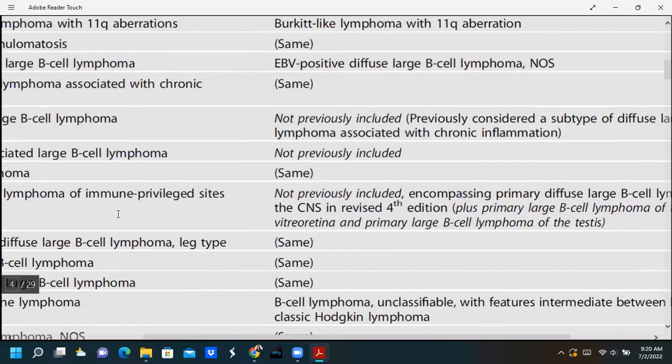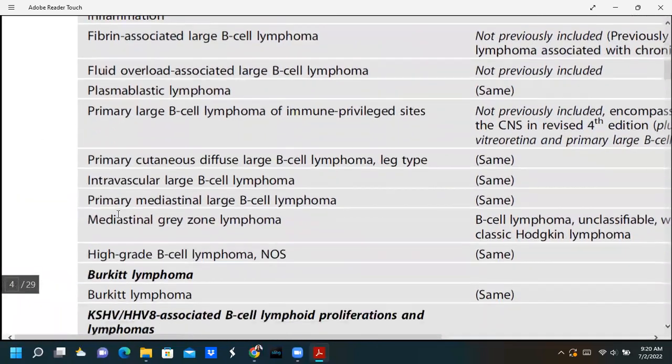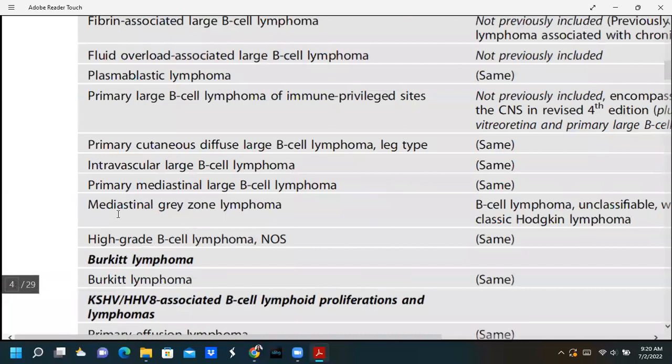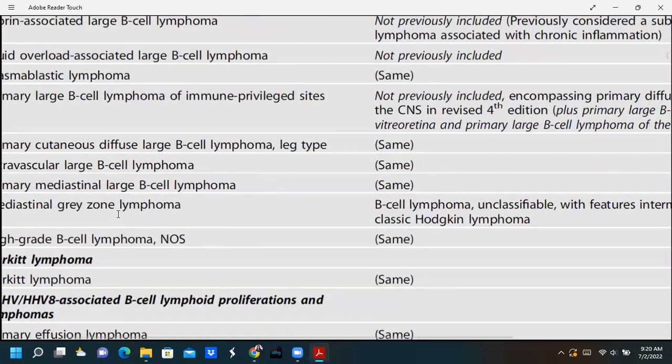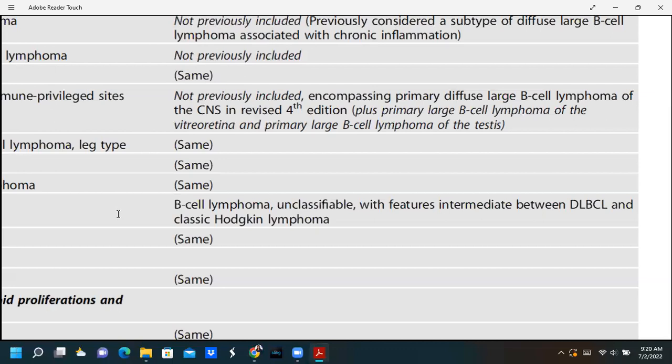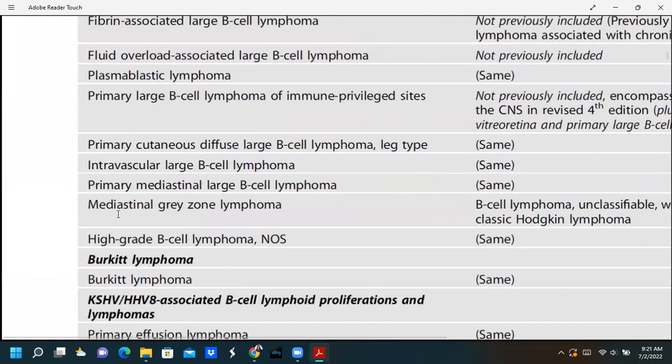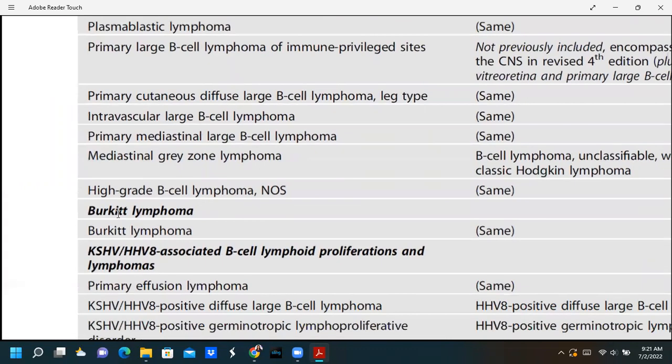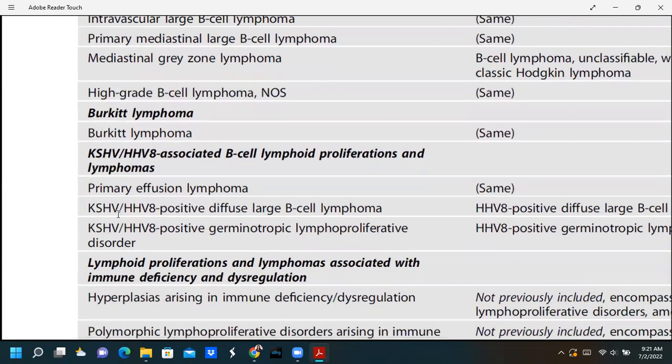So immune privileged sites. Leg type is the same, intravascular is the same, pre-MBL is the same. Mediastinal, they basically complicated the nomenclature last time, and they don't like it this time. Previously, the last time they called it unclassifiable with features intermediate between DLBCL and classical Hodgkin's. Apparently, they don't like this classification anymore, and they fall back to the previous term. They are now calling it mediastinal gray zone lymphoma. And high-grade B-cell lymphoma NOS is the same, sorry. And then Burkitt is the same, primary effusion is the same.